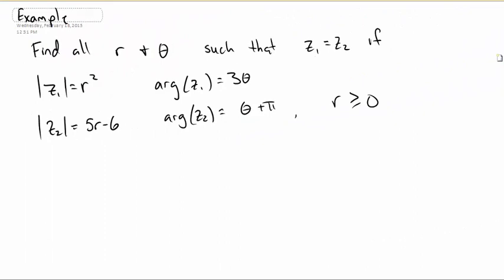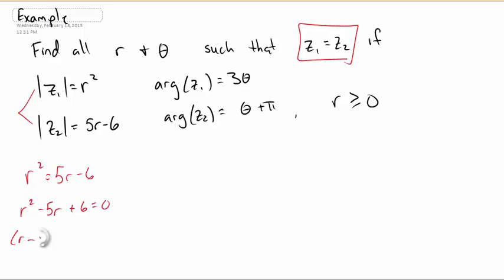So here's a problem to solve. We want to find all r and theta such that z1 equals z2. If we know the modulus of z1 and z2 are these expressions, and the argument of the two complex numbers are expressions involving theta, we know r is going to be greater than 0. Okay, so how do we do this? Well, if we know that the two complex numbers are equal to each other, that means the two moduluses have to be equal also. So r squared equals 5r minus 6. Well, this is just a quadratic. We can solve this for r. r could be 2, or r could be 3.